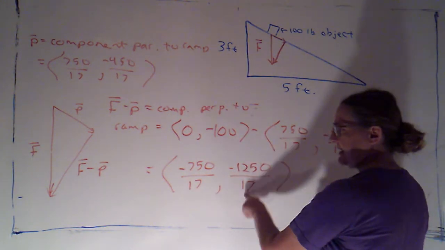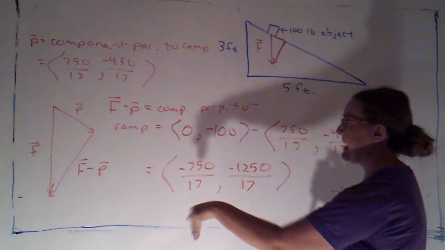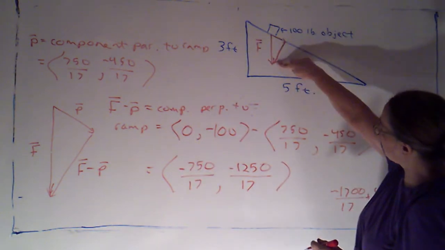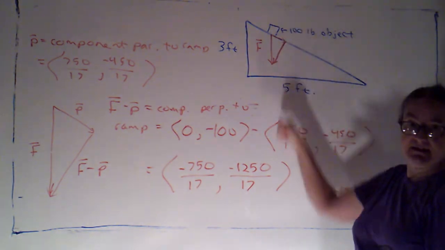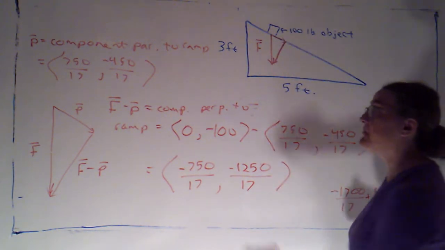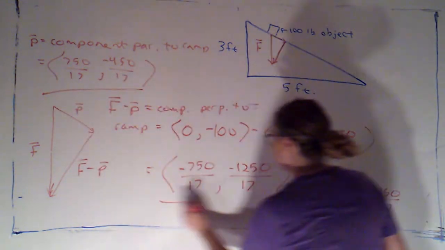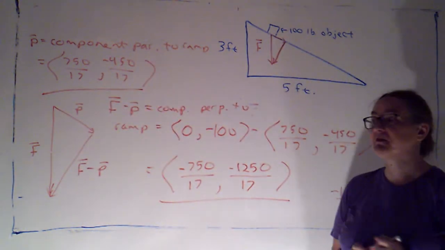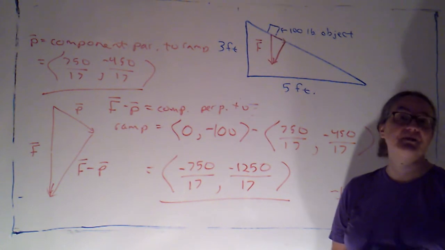Excellent. Let's again do a quick common sense check. Negative and negative has me going left and down. And if I look at the picture, this vector here is going left and down. So those are my vector components. This vector and this vector are the vector components of force, parallel and perpendicular to the ramp.